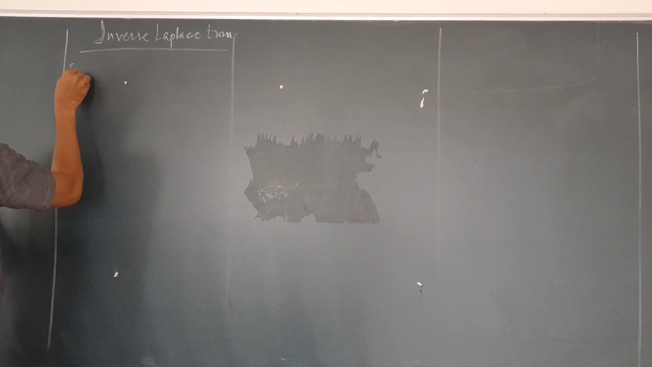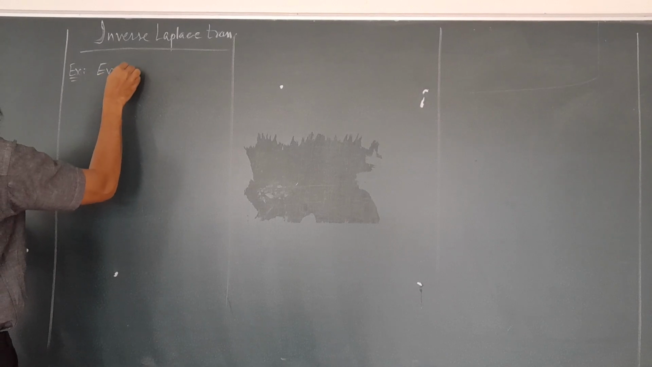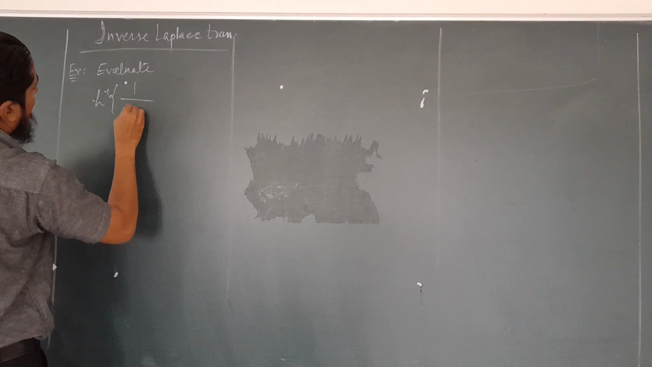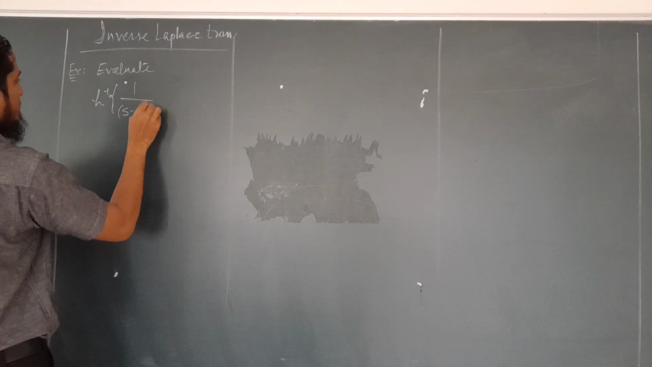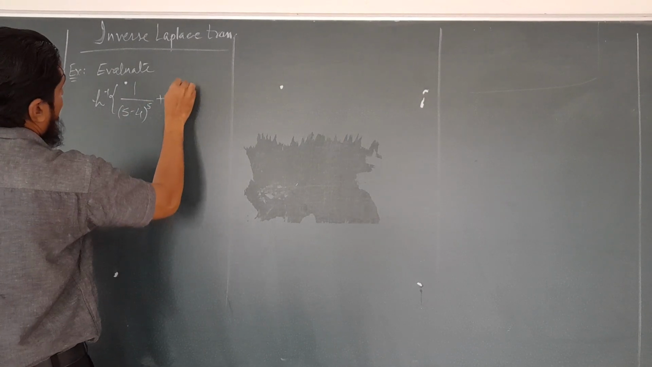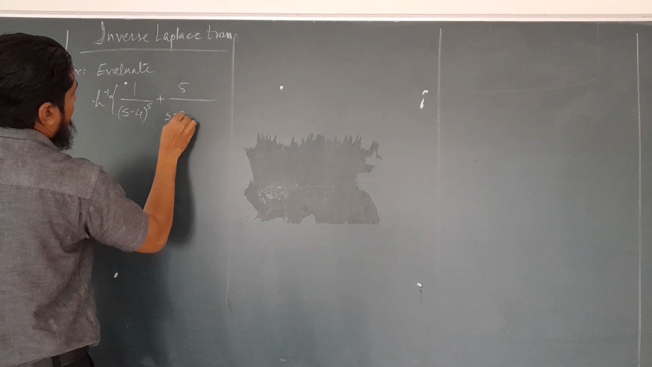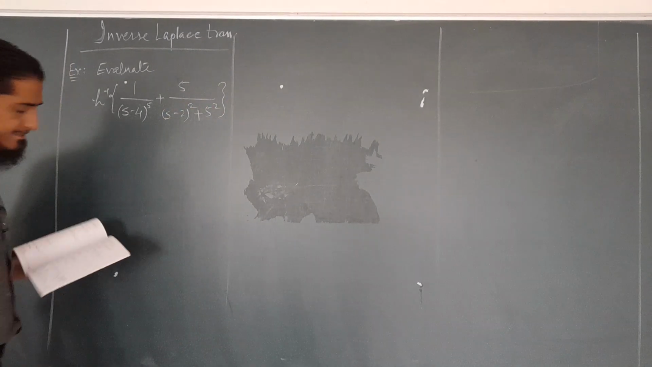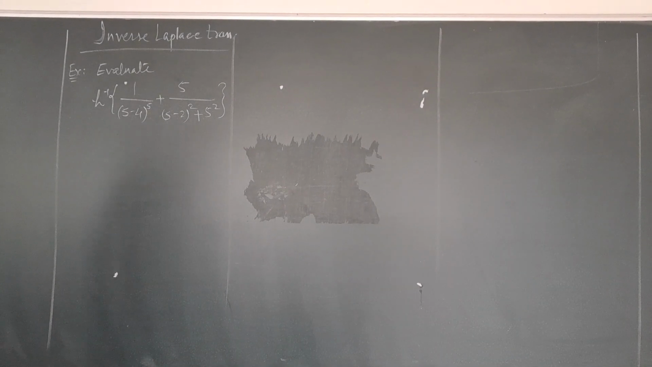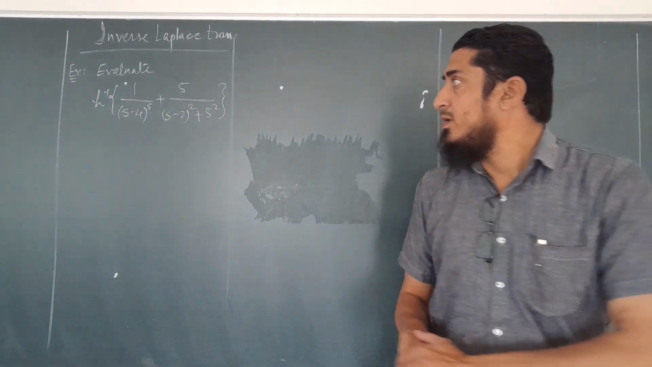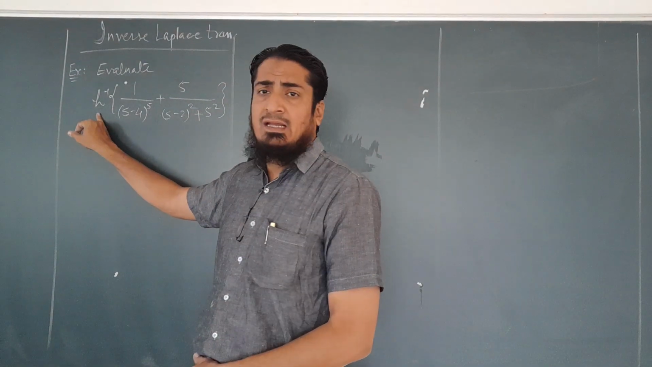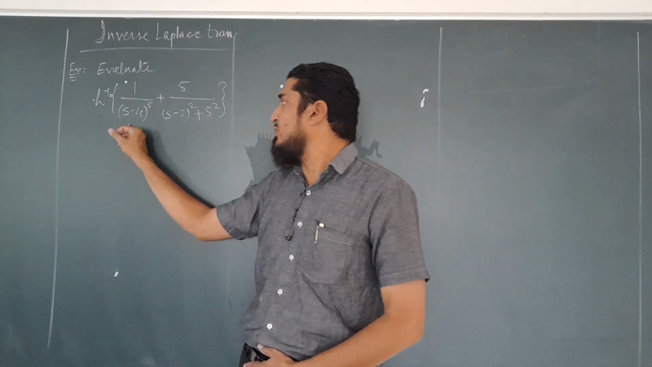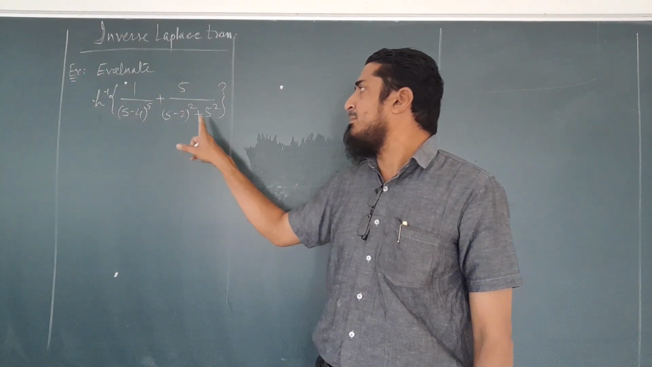Now the example is as follows. Evaluate the inverse Laplace transform of 1 upon (s minus 4) raised to 5 plus 5 upon (s minus 2) square plus 5 square. Today we are going to solve this example. We have to evaluate the inverse Laplace transform of 1 upon (s minus 4) raised to 5 plus 5 upon (s minus 2) square plus 5 square.